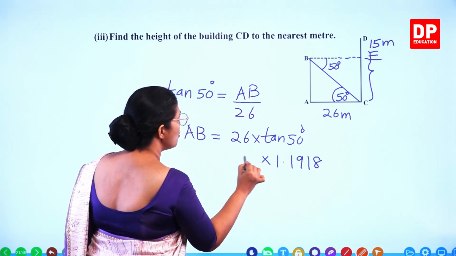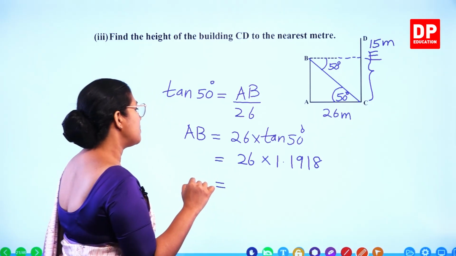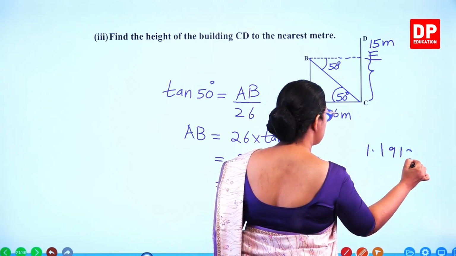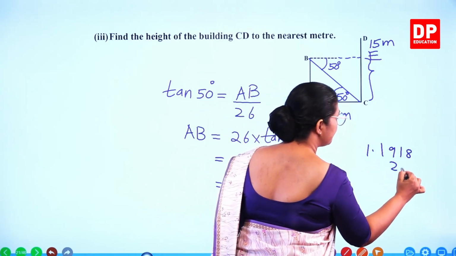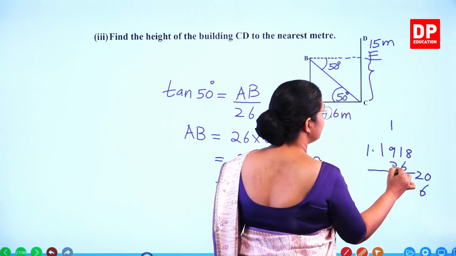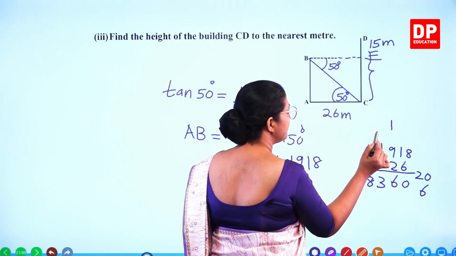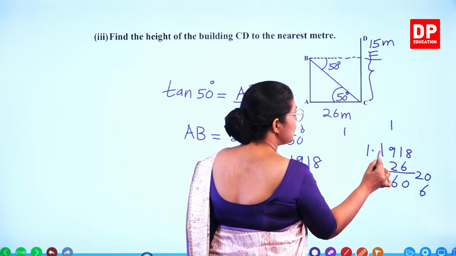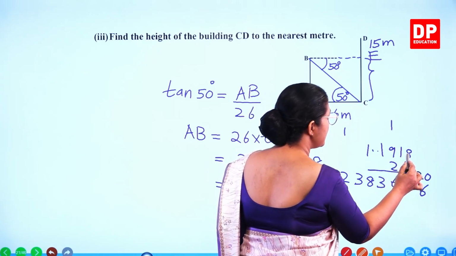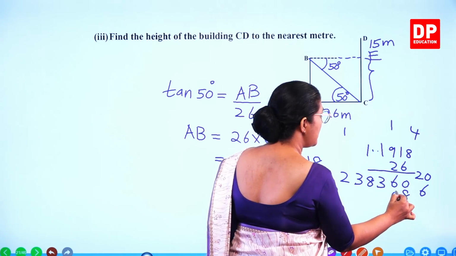1.1918 into 26. So multiply and we'll put the answer. 1.1918 multiplied by 26. That's 20 and 6. 2 times 9, 18. 2 times 1, 2 plus 1, 3. 2 times 1, 2. 6 times 8, 48. 6 times 1, 6 plus 4, 10.